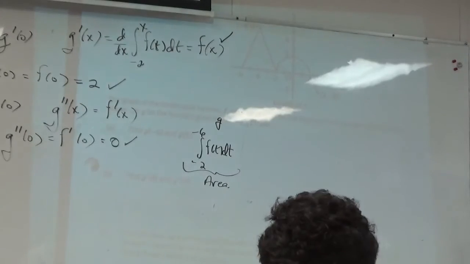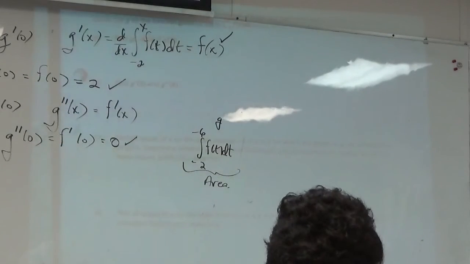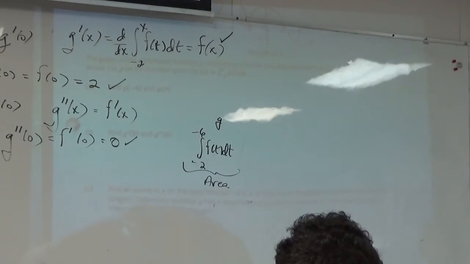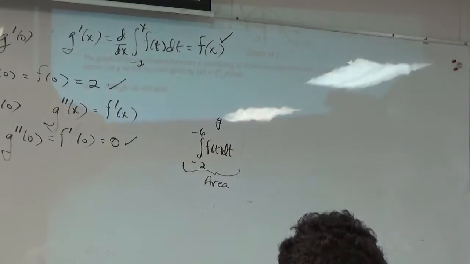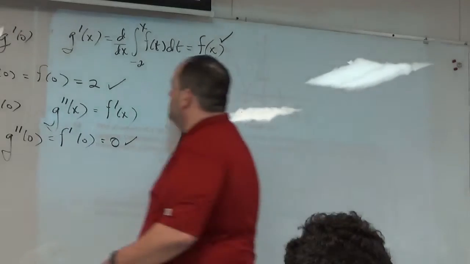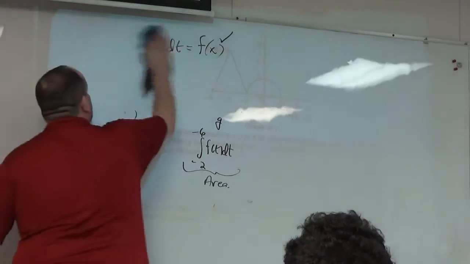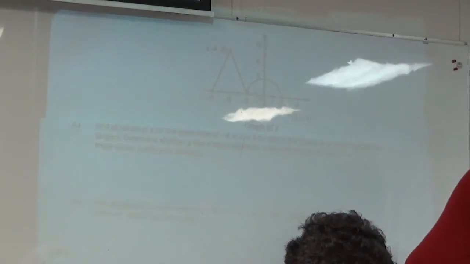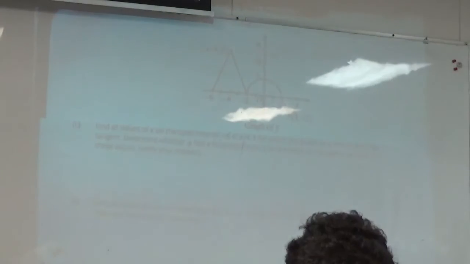All right, part C. Find all values of x in the open interval for which the graph of g has a horizontal tangent line. Have a conversation with somebody near you. What does that even mean? What does it mean that g has a horizontal tangent line? Does it mean that there's a 0 or 2 or 5? G has a horizontal tangent line.